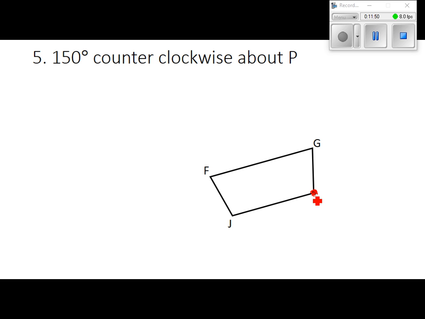So I do something like this. I take that, and I just imagine that that shape right there is that four-sided figure that they gave me, and they want us to rotate it 150 degrees counterclockwise. Which way is counterclockwise? That direction, right? So we're going to turn it this way.